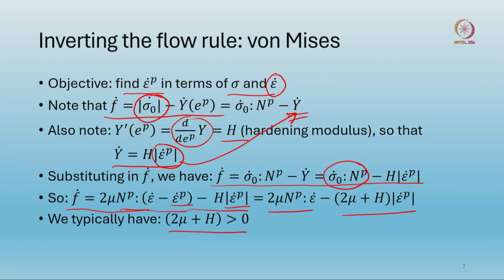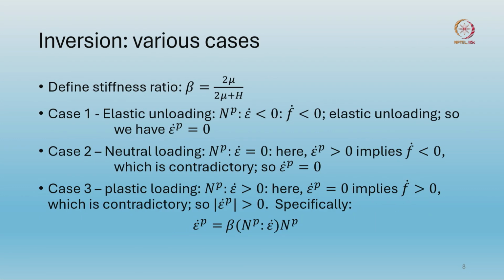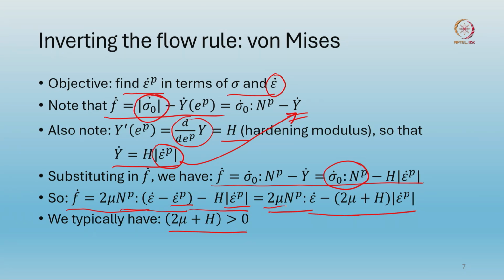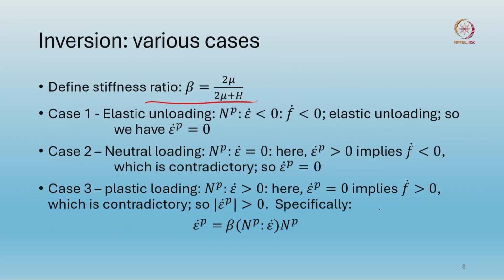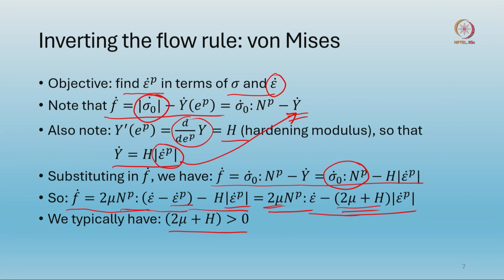So, this is the expression that we need now in order to invert the flow rule, that is, to find epsilon p dot. Towards this, define the stiffness ratio beta equals 2 mu divided by 2 mu plus H. You understand here, 2 mu appears here, 2 mu plus H appears here. So, the ratio of the two, all right. Now, let us consider 3 different cases, right. We can think of, as I told you some time back, this epsilon dot here, the total strain rate, as something like a driving term.